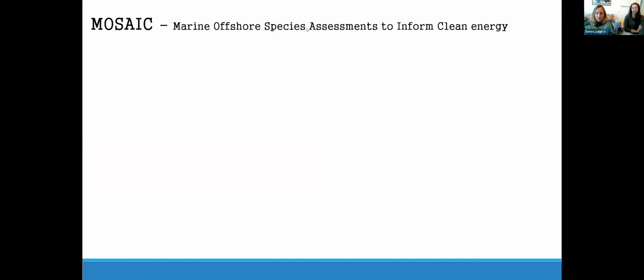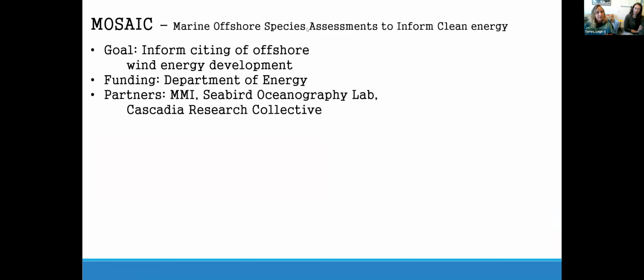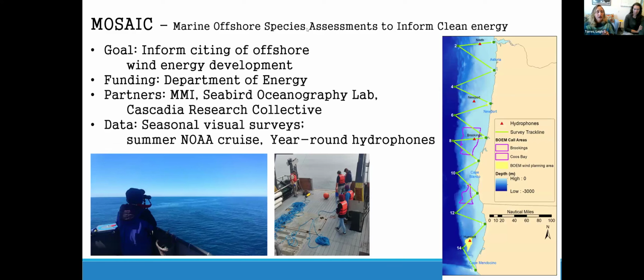And then finally, we have the MOSAIC project, where the goal is to inform the siting of offshore wind energy development in Oregon and Northern California waters. The funding for this project has come from the Department of Energy. And again, multiple partners, including MMI, the Seabird Oceanography Lab here at OSU, and Cascadia Research Collective, which is a nonprofit based up in Olympia, Washington.